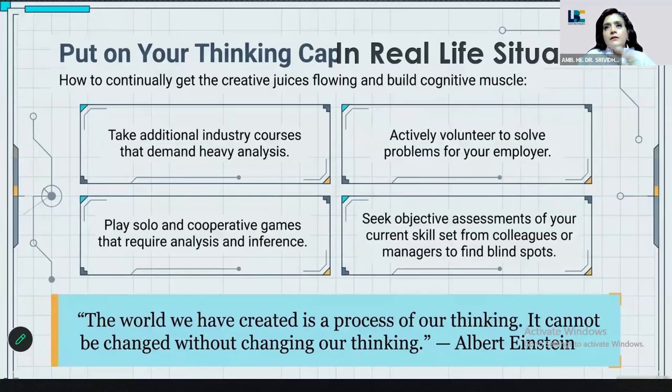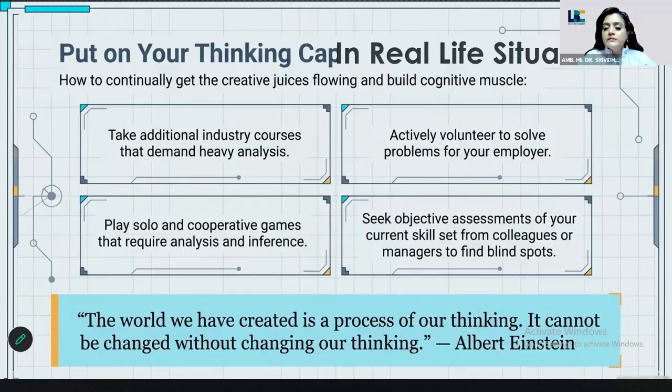And Learn by Chapter. If you are enrolled with Learn by Chapter, there are always diagnostic assessments which will help you in a classroom situation. And this is the best way of doing it. You don't need to worry about anything. You have to just register and the resources are free, so that you will be able to use them, and definitely this will really help. Also play solo or cooperative games which require analysis and inference.